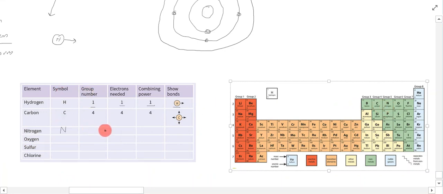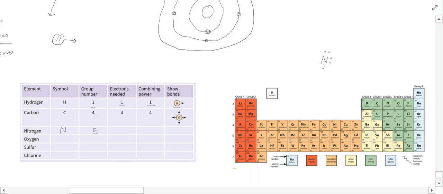The group number: what group does nitrogen belong to? It belongs to group 5. We can see here, it's written under group 5. So we can just write in 5 in here. The electrons that it needs: remember, if it belongs to group 5, imagine this is nitrogen here, it means that it has 1, 2, 3, 4, 5 electrons in its outer shell.